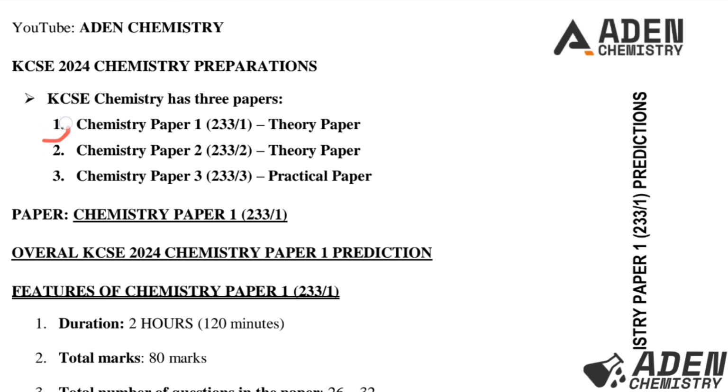Out of these 3 papers, 2 of them are theory papers and the third one is a practical paper. So we say number 1, chemistry paper 1. The code for chemistry paper 1 is 233/1, and we said it's a theory paper.